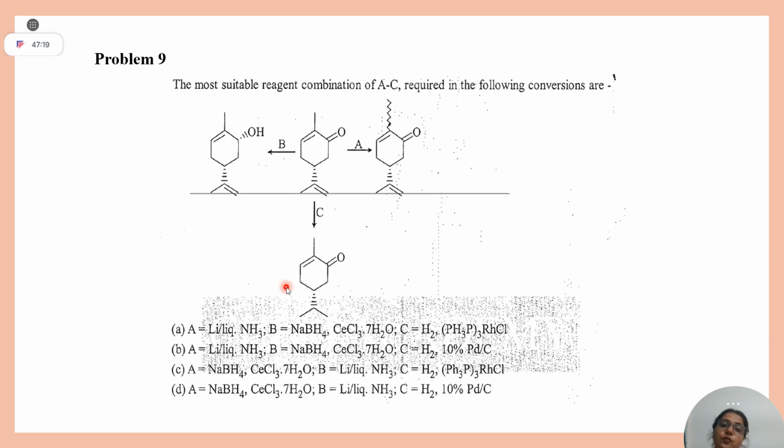If you remember that hydride chart, take 0.5 minutes time and please tell me the most suitable reagent combination of A to C required in the following conversions. Your options are here. Give 0.5 minute time and try to tell me at least one option among them.